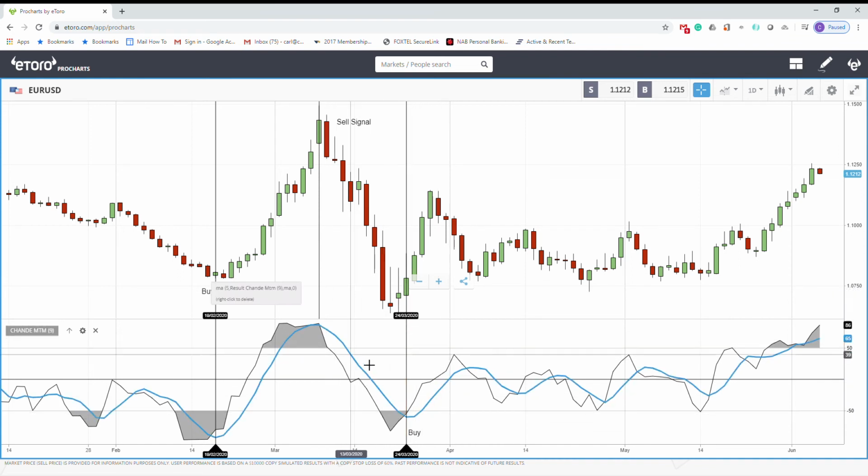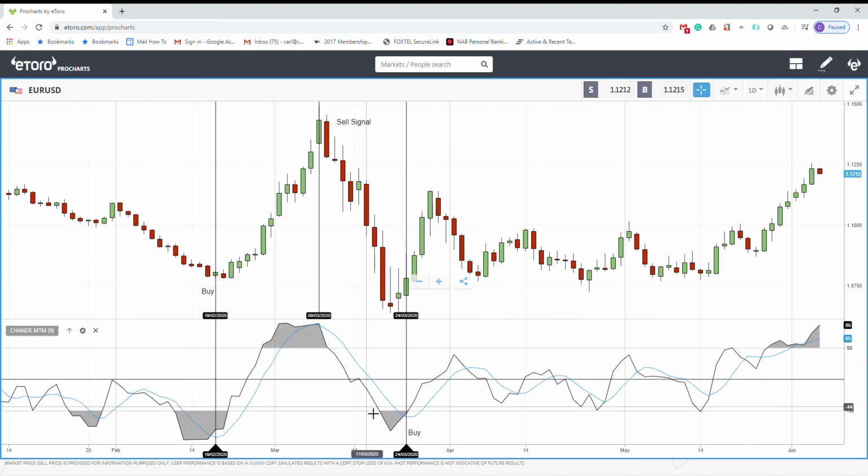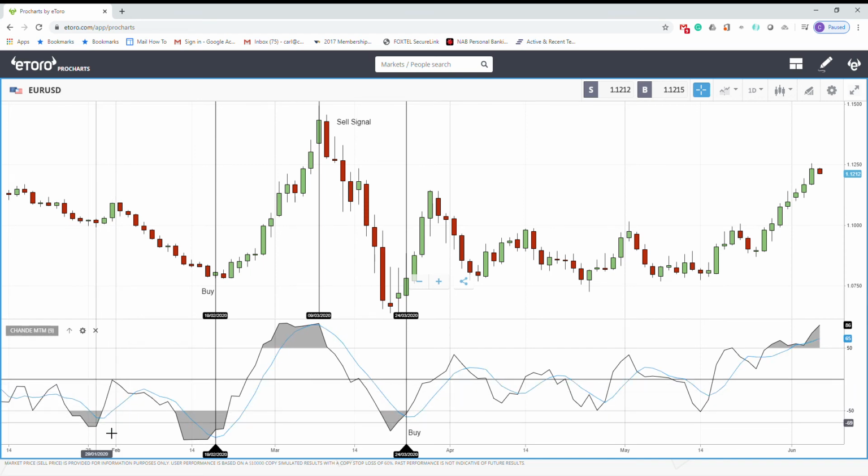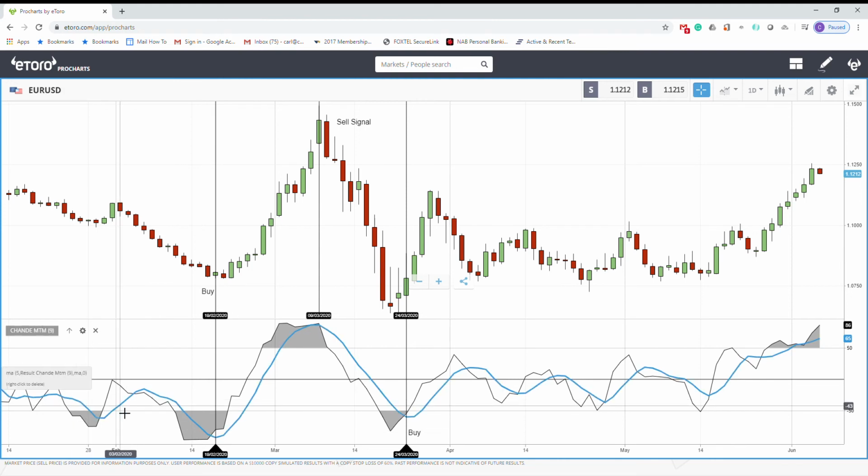But now you'll notice that we don't have that many false signals. Maybe this one, if you enter here, you still can catch the profit. And if you use the trailing stop loss, you may even close this one in profit.